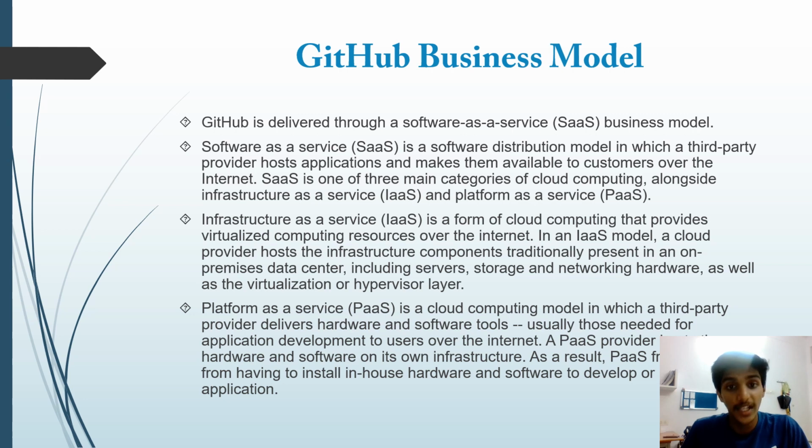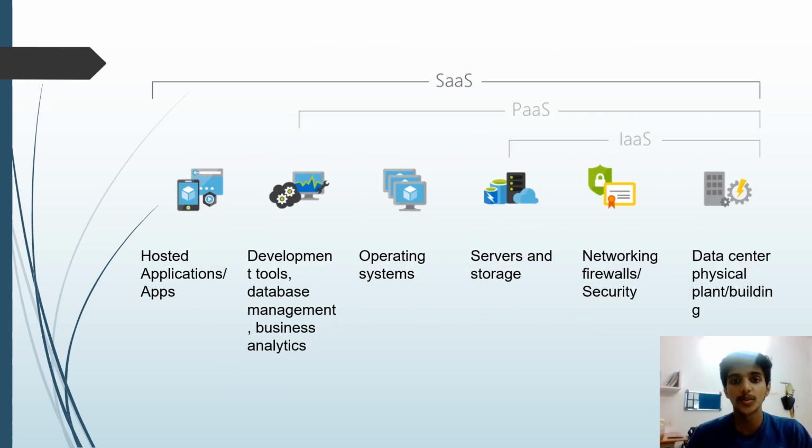PaaS provides hardware as well as software tools, usually those needed for application development, to users over the internet. SaaS includes both of these, and it also provides host applications and makes them available to customers over the internet. GitHub uses SaaS. Here's the visual representation of these three layers. At the base level is IaaS, which has the hardware, servers, storage, networking, firewalls or security, and the data center. The second level is PaaS, with the software, which is operating systems, development tools, database management, and business analytics. At the topmost is SaaS, which has all of these, as well as hosted applications or apps.